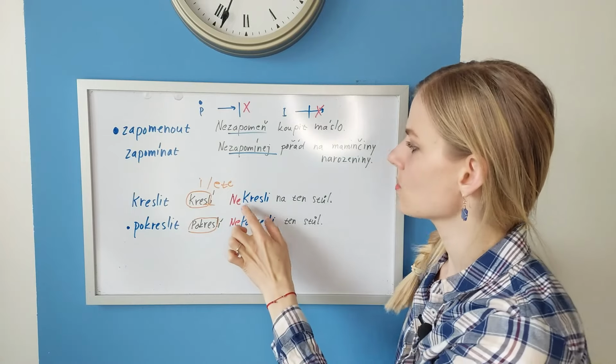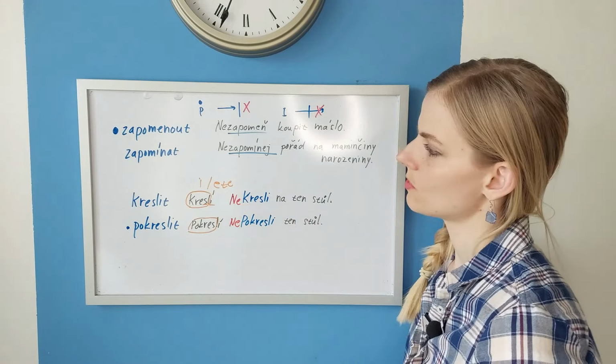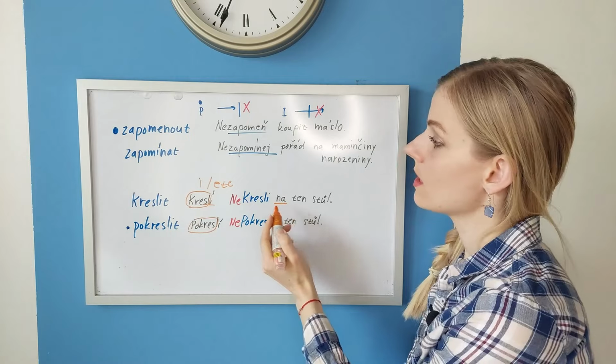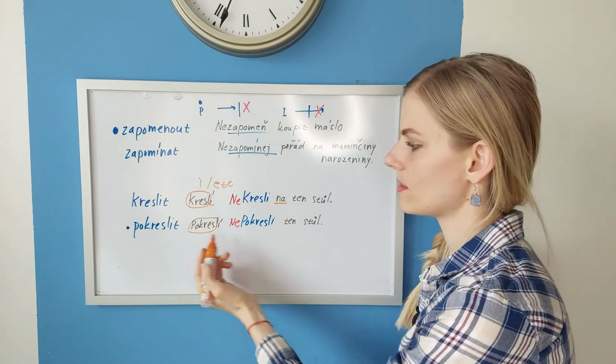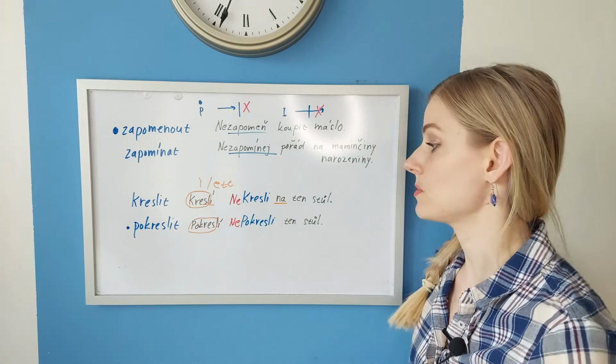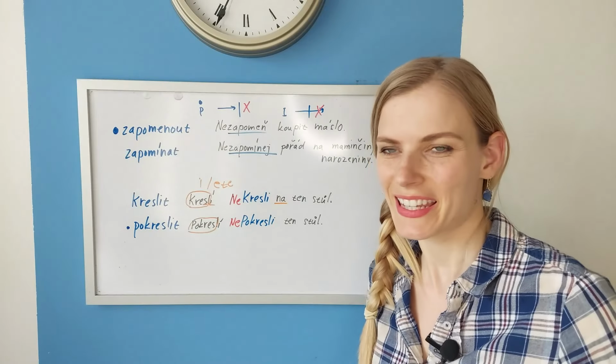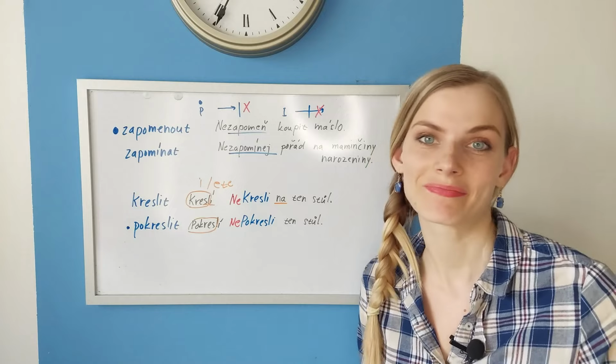Also, you might notice that we have kreslit na here. When you say you draw on something, but when you use pokreslit, then you don't use the preposition. Nepokresli ten stůl. I hope you enjoyed this lesson and you will put it to practice.